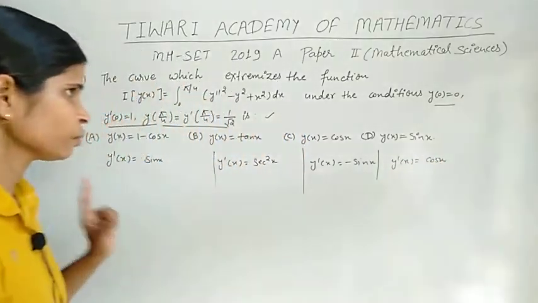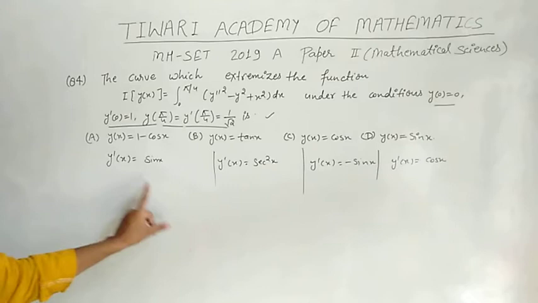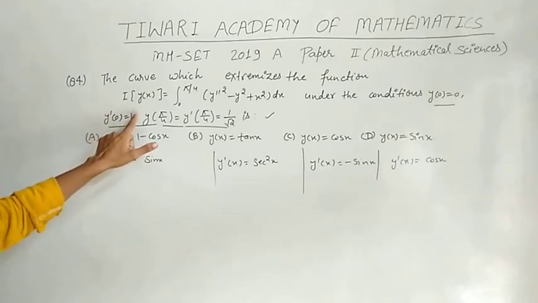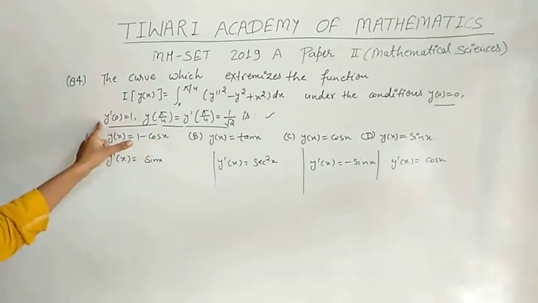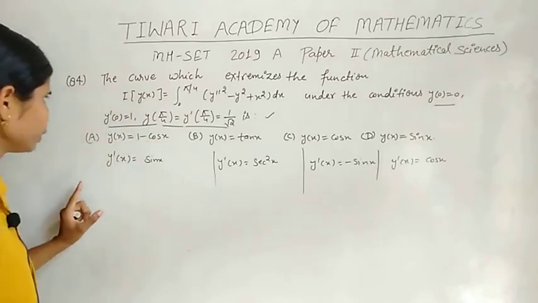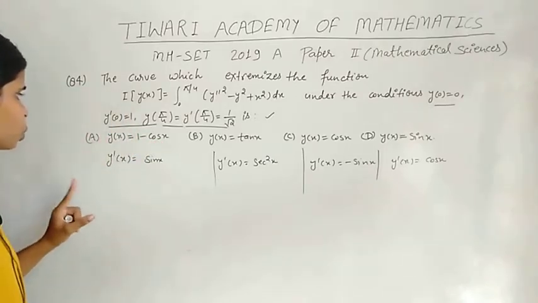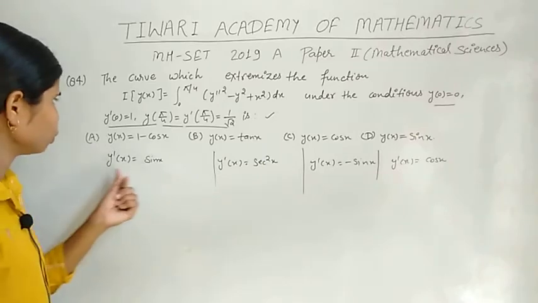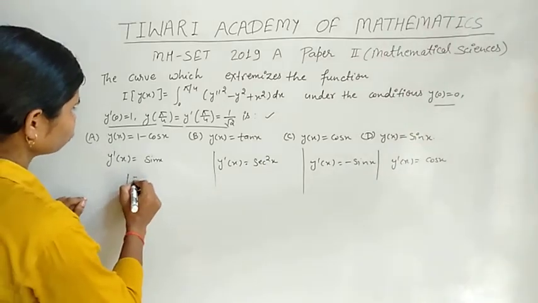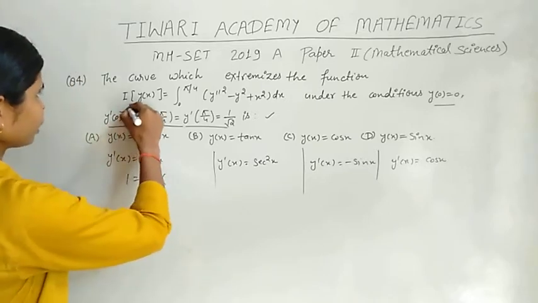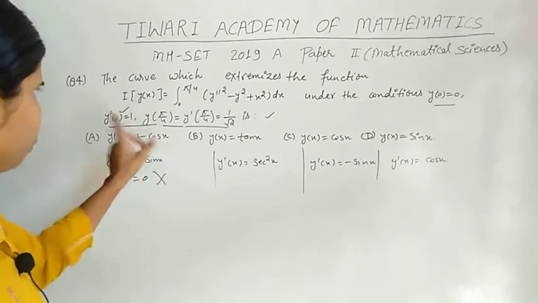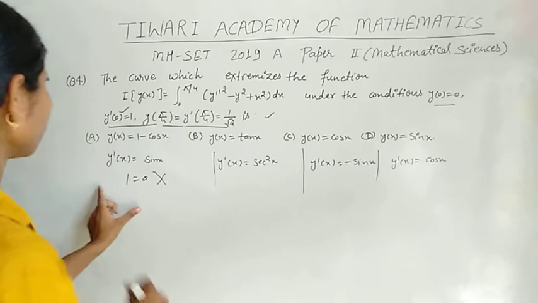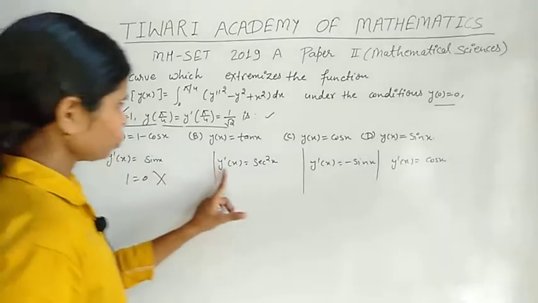Okay, y at the point 0 is equals to 0, y derivative at the point 0 is equals to 1, means y derivative is equals to 1 at the point x is equals to 0. Sin x is equals to 0, sin 0 is equals to 0, 1 is equals to 0, which is impossible. This does not satisfy the second condition, so it is a wrong option. Option B, check.